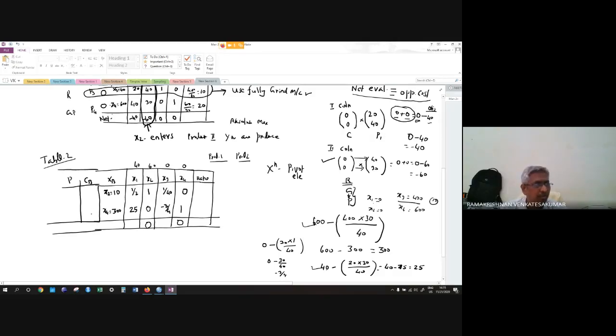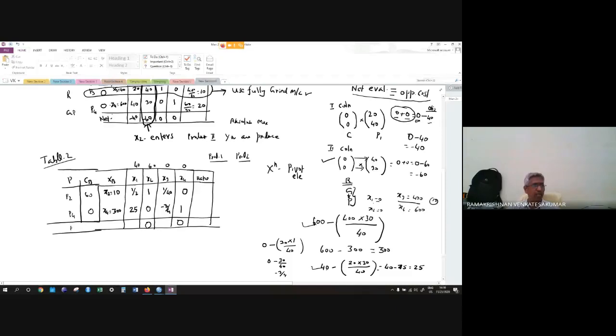Then I try to fill the C value. For X2, what is the objective function coefficient? I write that one, 60. For X4, what is the objective function coefficient? 0. I write this information, update this information in the table. Then where is the identity matrix coming? Identity matrix coming in column 2, identity matrix coming in column 4. That information I am updating.